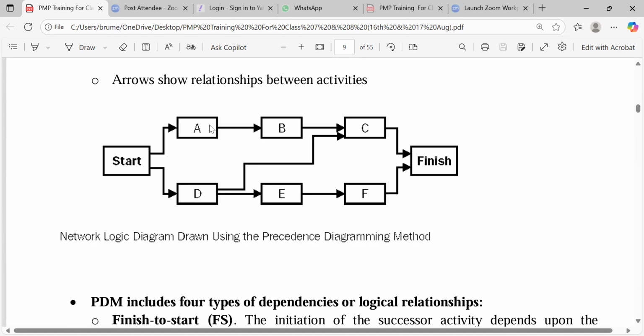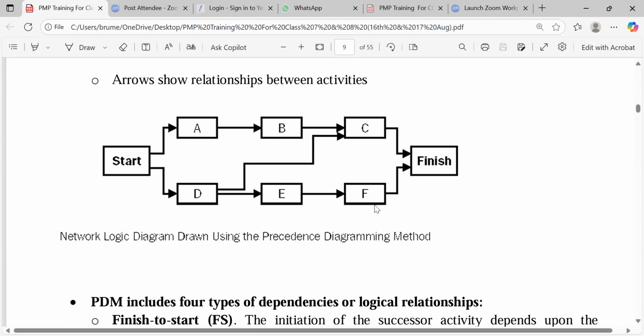Then the relationship of A and B is called the finish-to-start relationship, rather, right? Finish-to-start relationship, which means we must complete A before we start B. We must complete B before we start C. But at the same time, B and E are running concurrently, while A and B run sequentially. C and F run concurrently, while E and F run sequentially.